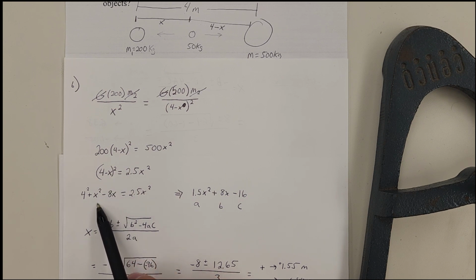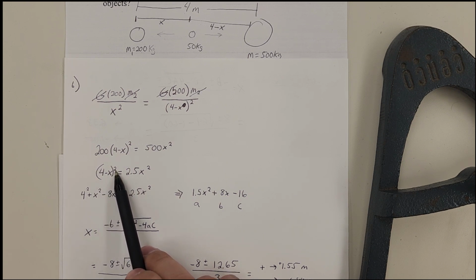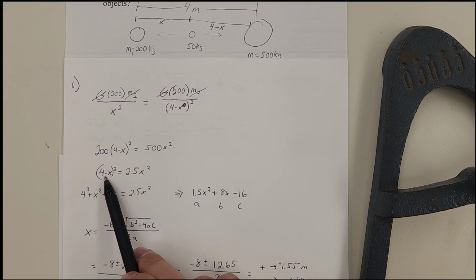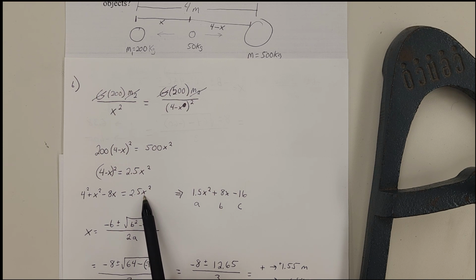You'll see x is going to get a square, and then it's going to also bring that exponent down inside, so I'll have 2 times 4 times a negative x, which will give me a negative 8x. Okay, so this should be standard math. Hopefully everybody is on board with that. And that's equal to 2.5 times x squared.